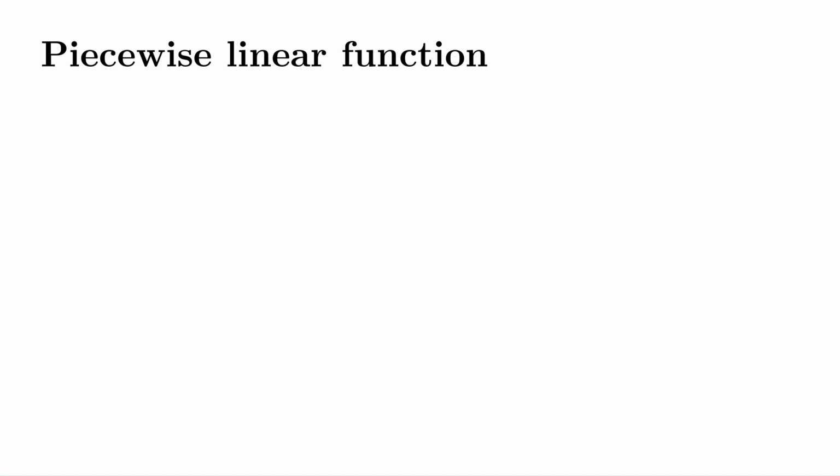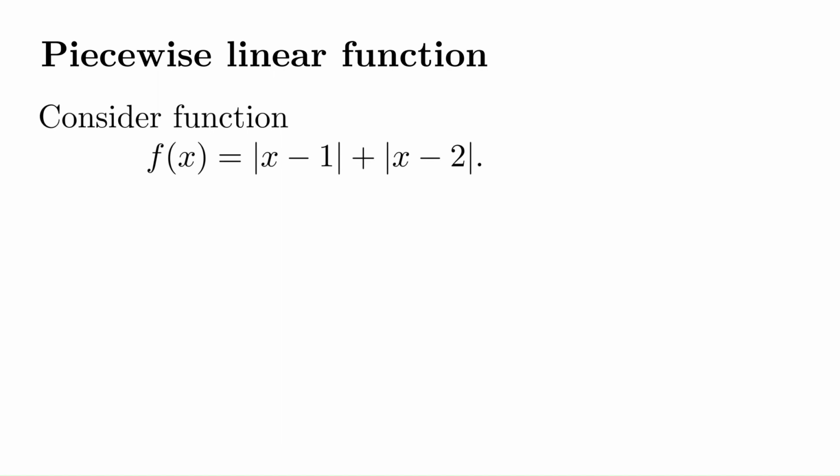The left-hand side of the equation can be expressed as a piecewise linear function. Let's look at this simple example again. The left-hand side is a function f of x equals absolute value of x minus 1 plus absolute value of x minus 2. There are two turning points, x equals 1 and 2.